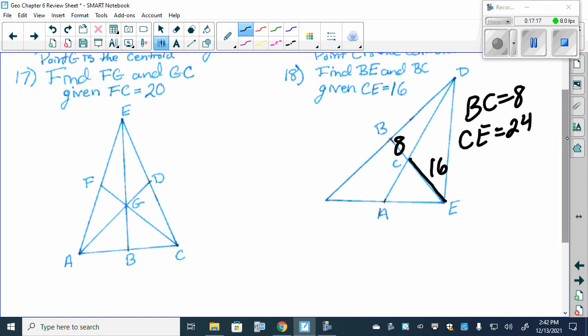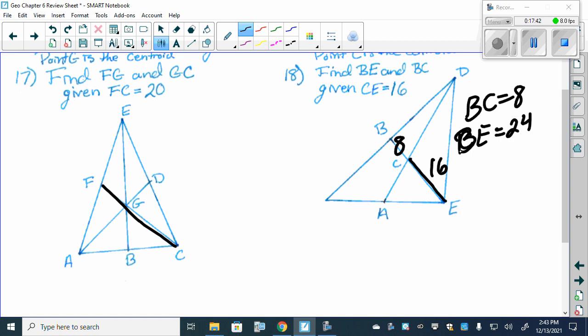Now let's see what the other one gave us, if there's no other questions on 18. Now it told us that FC is 20. Well, FC is the whole. Sorry, BE. BE is 24. The whole thing. Thank you. BE is 24.